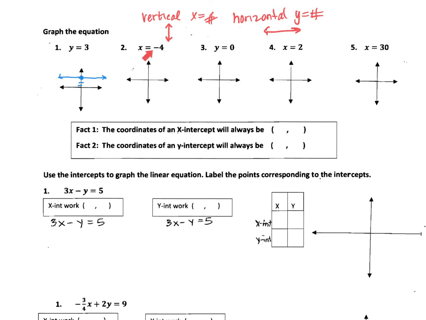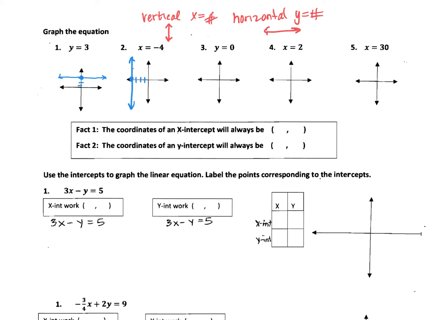For x equals -4, we have points like (-4, 1), (-4, 2), (-4, 3). And again, it doesn't make sense to draw a line across the axis. You're not going to really see anything. We want to go up and down. All these points have x values of -4.